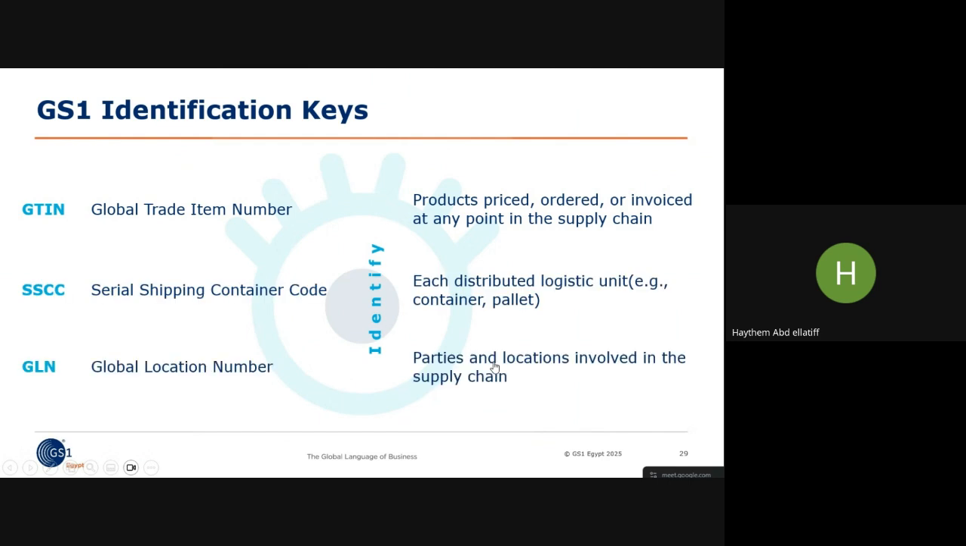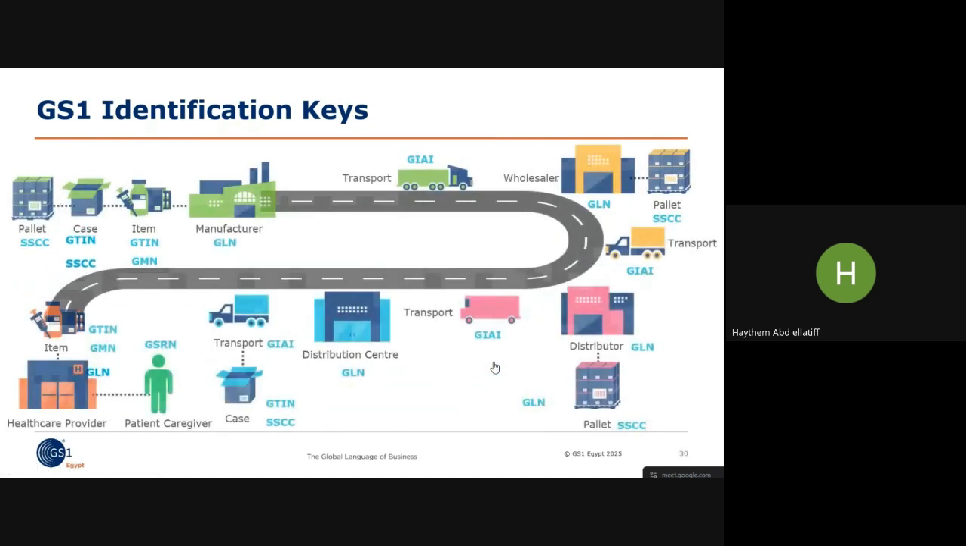The GTIN identifies trade items such as medicine, medical devices, and packaging labels. It can also be connected and linked with the expiry date, batch number, and serial number. The main identifier key is the GTIN for identifying the product, and the GLN to identify the location and the legal entity. Then the SSCC, Serial Shipping Container Code, for identifying the logistic unit.